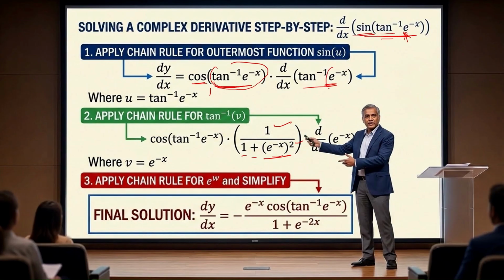Again, the differentiation of e power minus x is minus into e power minus x. That is the final answer here: minus e power minus x is the differentiation of e power minus x.